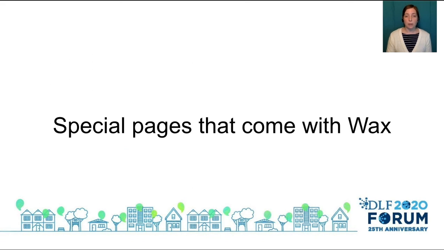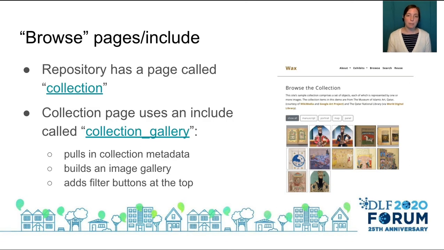Jekyll creates a website from a series of pages, templates, and configuration settings. After the Wax tasks have been run, the collection content is now ready for Jekyll, but the content needs special kinds of pages to show off the collection items and provide useful functionality. One type of page that comes included with the Wax repository is a browse page. A page that allows someone to browse all exhibit items at once, seeing a grid of thumbnail images.